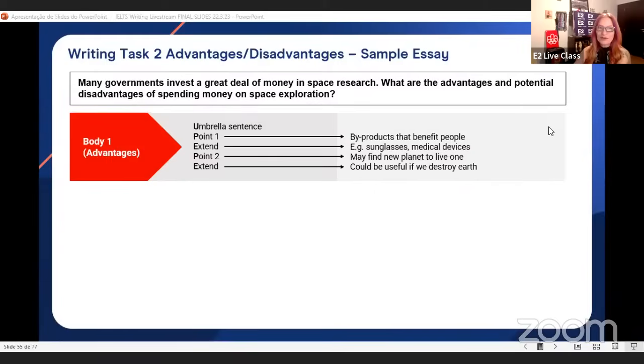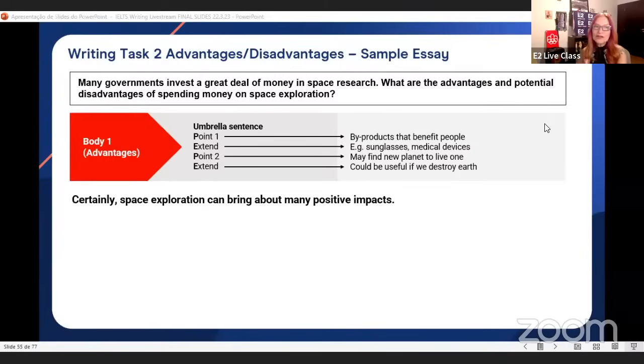Here we go. This is our plan for body one. We're going to start with the umbrella sentence. Certainly, space exploration can bring many positive impacts. Once again, many students feel that the umbrella sentence has to have that complex structure. A simple sentence, as I said, is many times very effective as well. And don't forget that we need sentence variety. So simple sentences count as sentence variety, right?